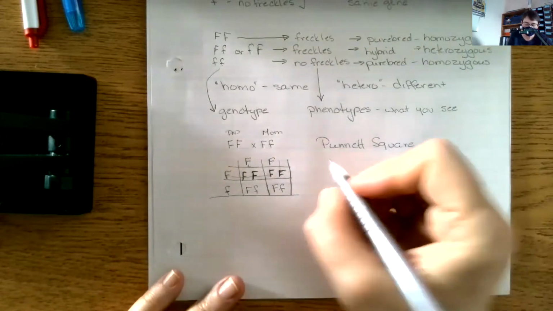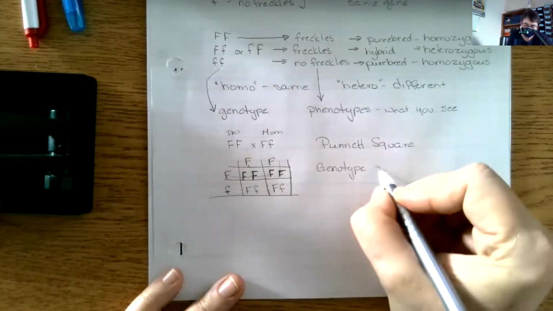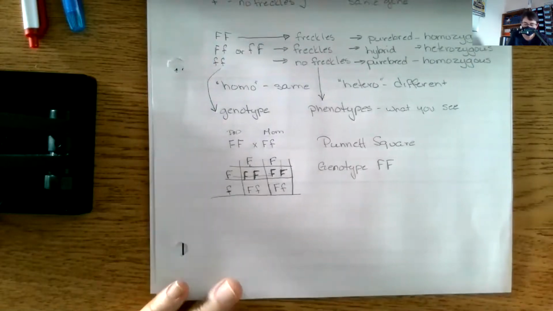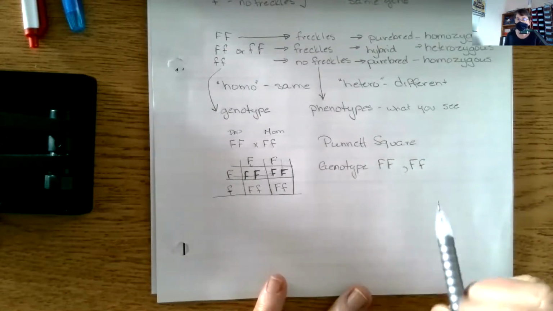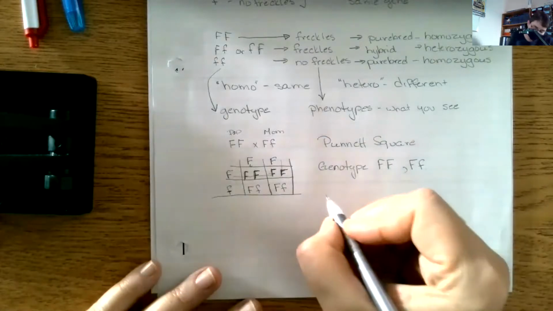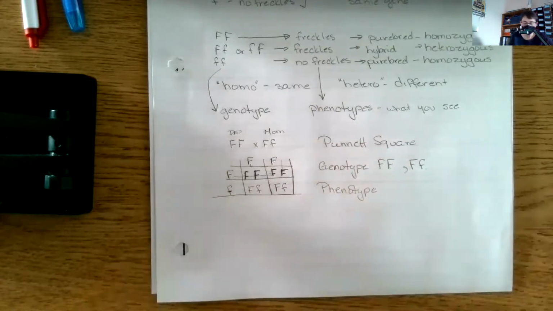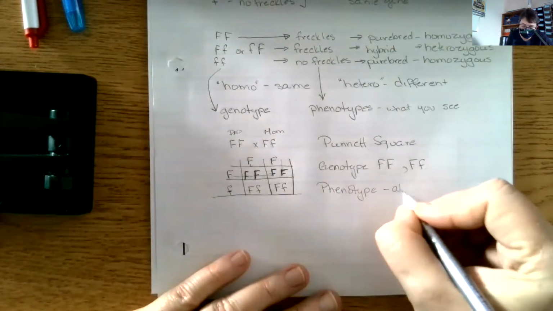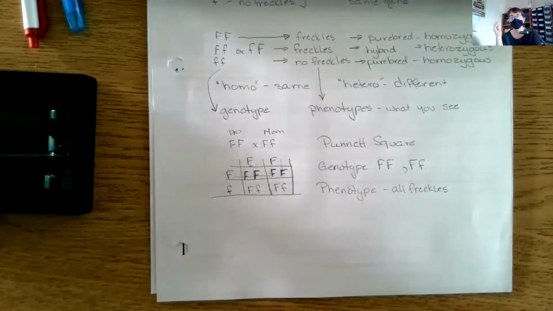So these are our genotypes, the genotypes of the babies. We have some that are 2 capital F, and we have some that are capital F, little f. Some are homozygous dominant, and some are heterozygous. Now, phenotype, what do you see? What do the babies look like? Oh, all freckles. They all got freckles. So you can't tell by looking at a kid whether he's purebred freckle or hybrid freckle. He just got freckles. They all look the same.